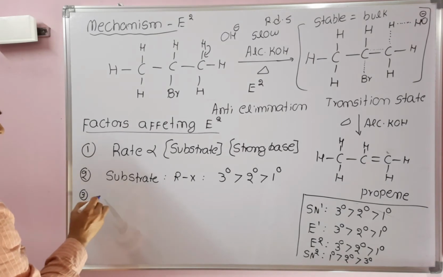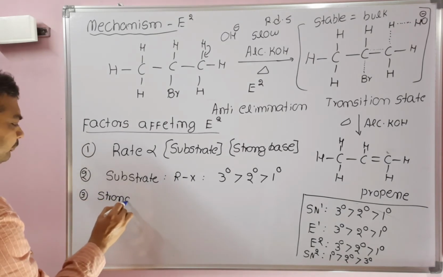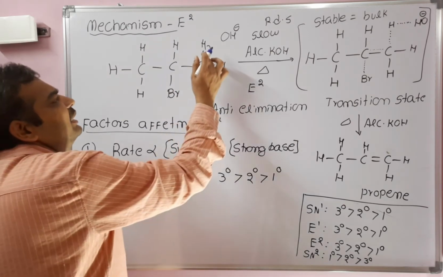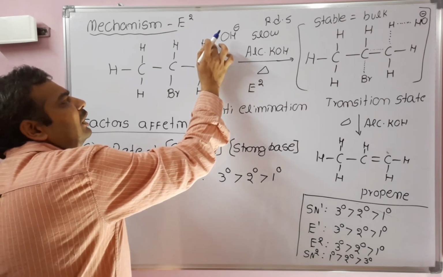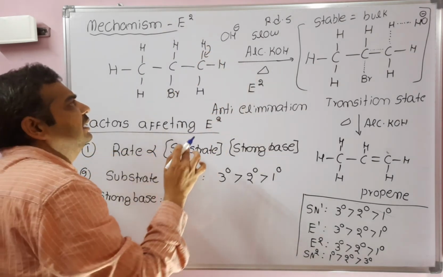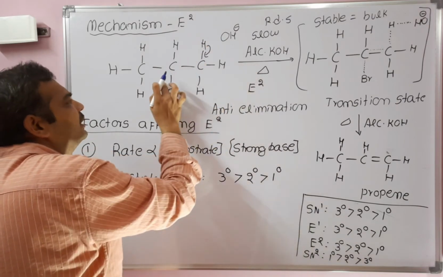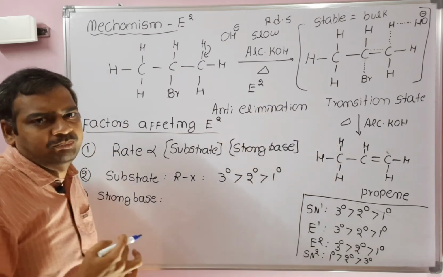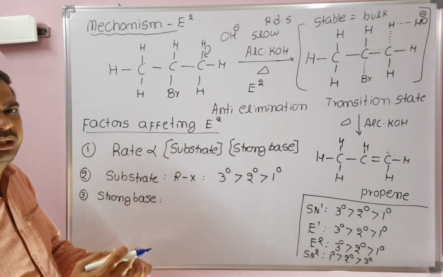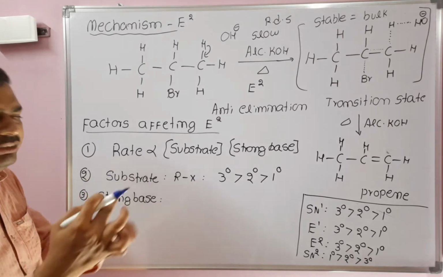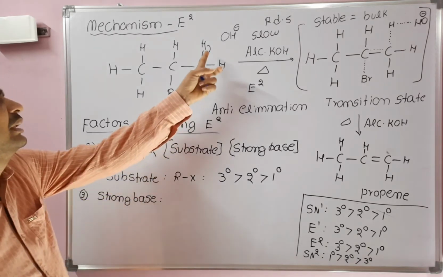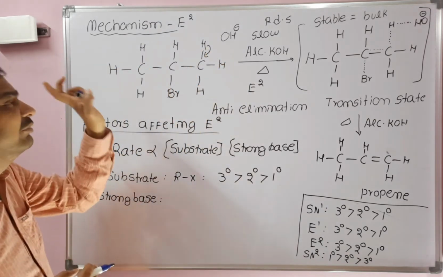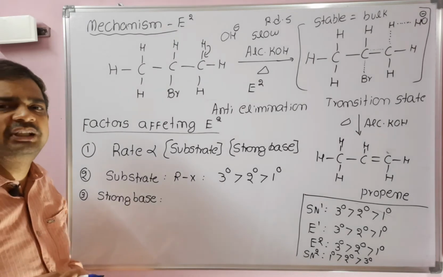Coming to the base, always a strong base is required. Why? A weak base cannot abstract a proton at the beta carbon. As a result, slowly the C-Br bond will break, a carbocation is formed, and it will lead to two steps. Since a carbocation is formed in case of a weak base, that is not E2, that is an E1 reaction. So a weak base will not favor E2 reaction, only a strong base favors E2 reaction.